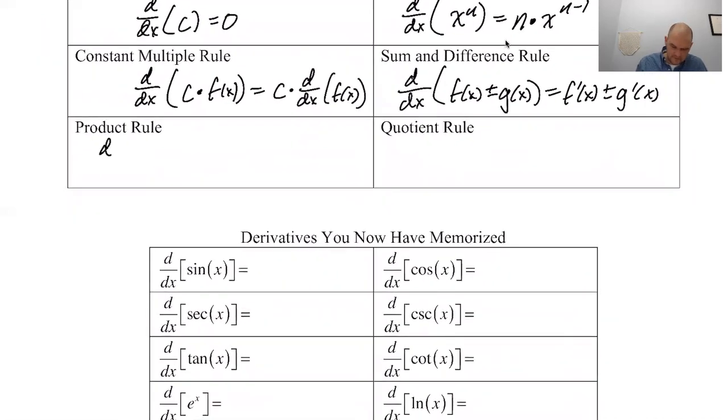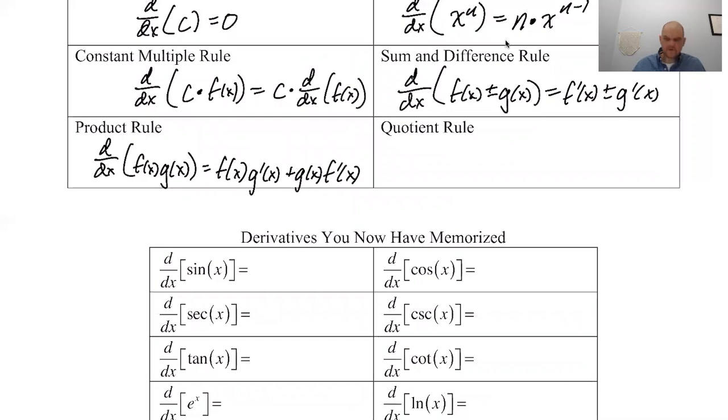Product rule. Derivative of f of x times g of x, that does not look like a multiplication symbol, let's not even put one. F of x g of x is first derivative of the second plus second derivative of the first.